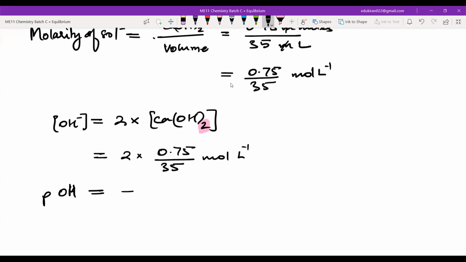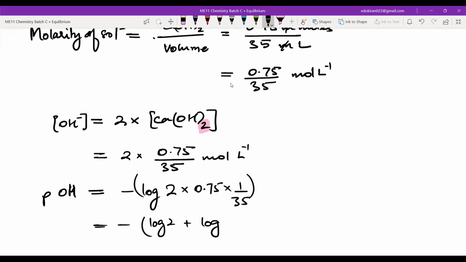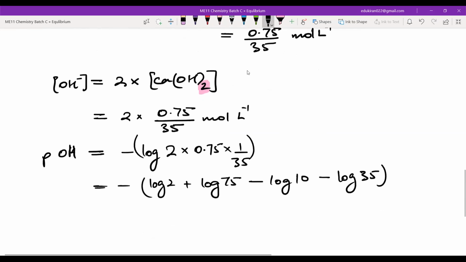When you calculate pOH, it will be minus log of 2 into 0.75 into 1 upon 35. I can write this as, and I will just keep the minus sign inside, minus log of 2 plus log of 75, minus log of 10 minus log of 35. Just tell me if this whole thing makes sense, and then calculate the pOH.